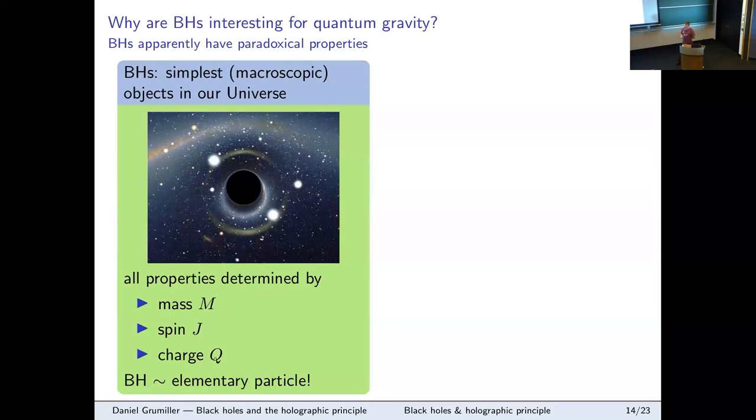By contrast, if I want to give you data on, say, the sun, if I just want to tell you what is the temperature of the sun, I have to give you one function of four variables. I have to explain how the temperature varies as a function of time.